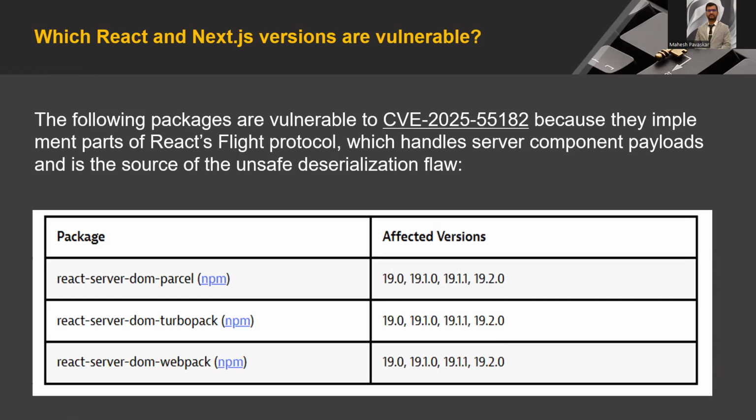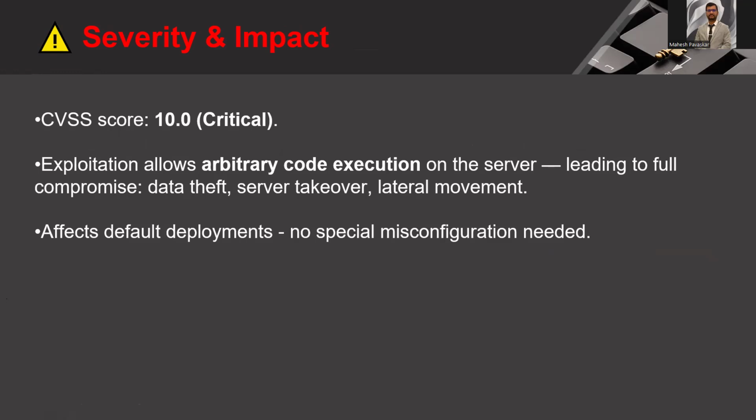So these three packages are impacted: React Server DOM parcel, React Server DOM Turbo Pack, React Server DOM Webpack. And these are the affected versions. So if you have these versions, guys, please perform the next remediation or mitigation plan, patch it. So why is this severe? Because the CVE score for this is 10, which is critical.